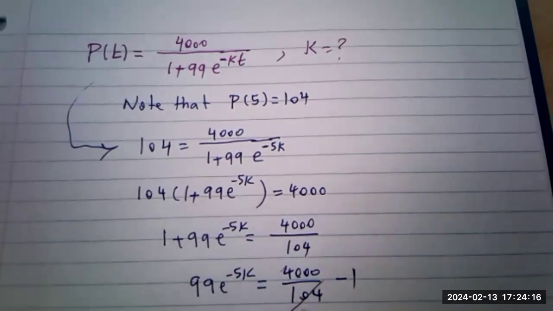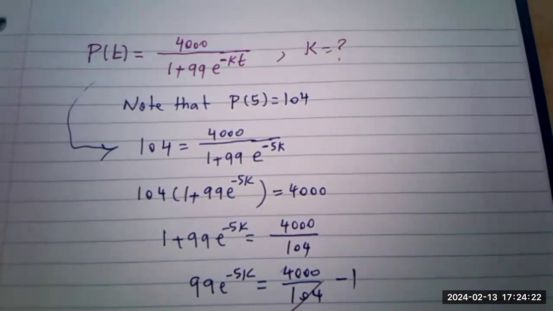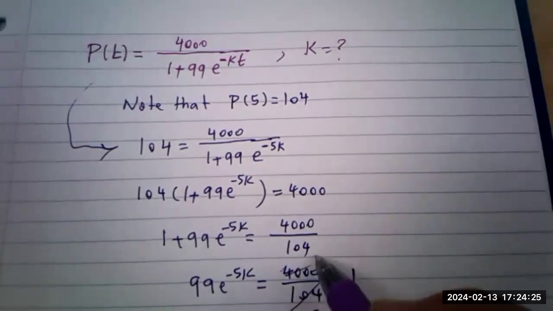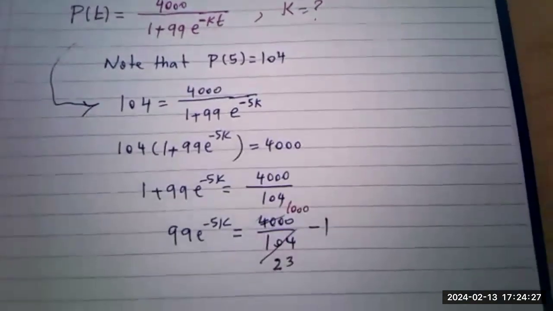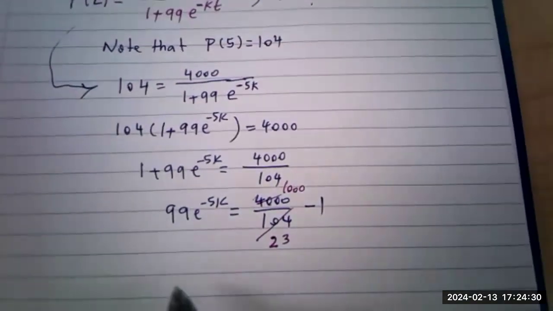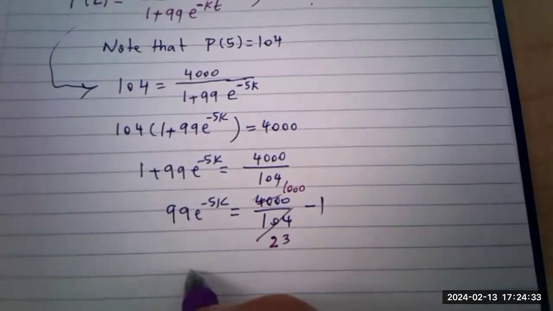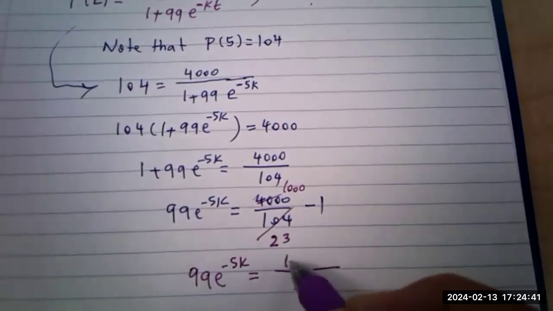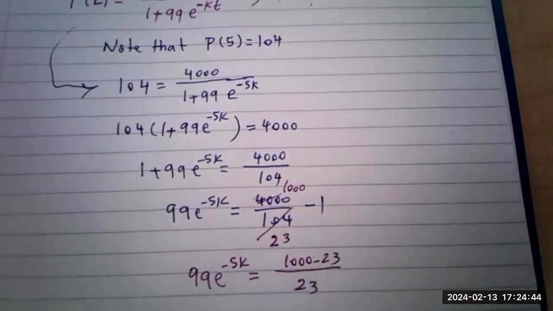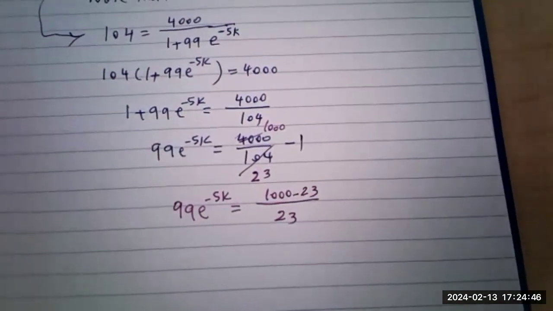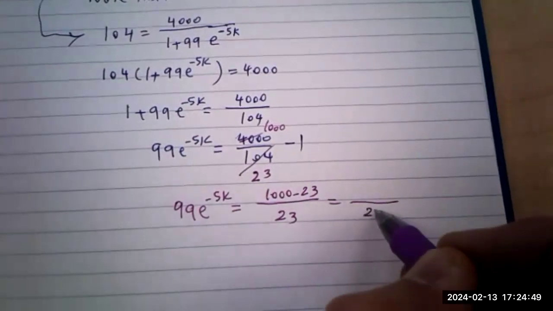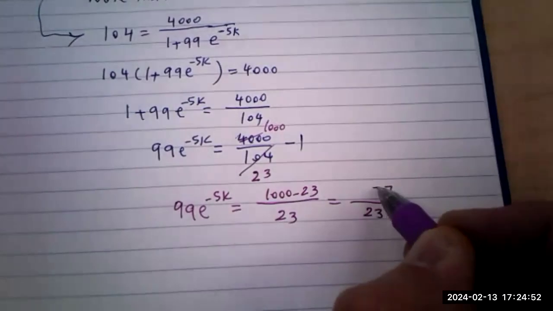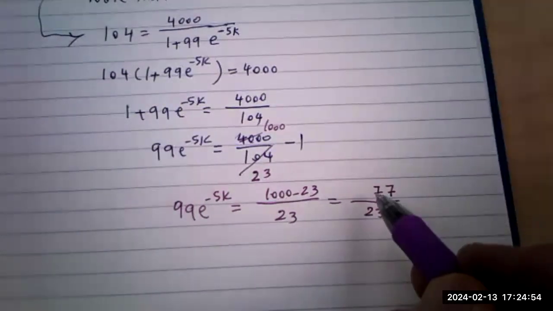If simplified by 4, that gives you 1,000 over 24, or 23. This is it. So that gives you 99 e to the negative 5k. You can use a calculator to check it. 1,000 minus 23 is going to be 977.